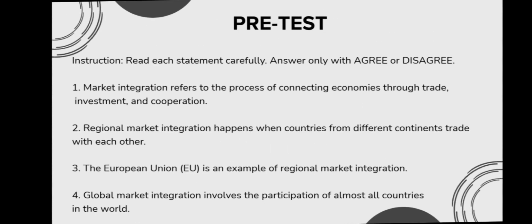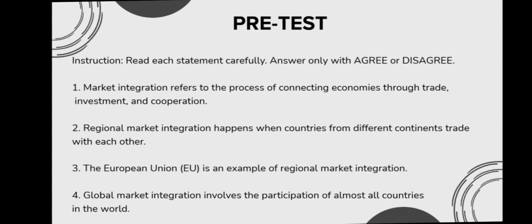Before we talk about our lesson, let's first have our pretest to explore our opinions and prior knowledge about today's topic. Instruction: read each statement carefully, answer only with agree or disagree. Okay, number 1, market integration refers to the process of connecting economies through trade, investment, and cooperation. So, what is your answer? Do you agree or disagree?